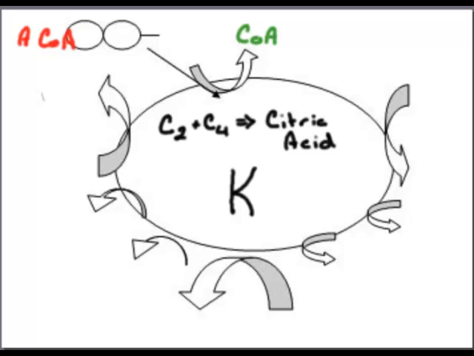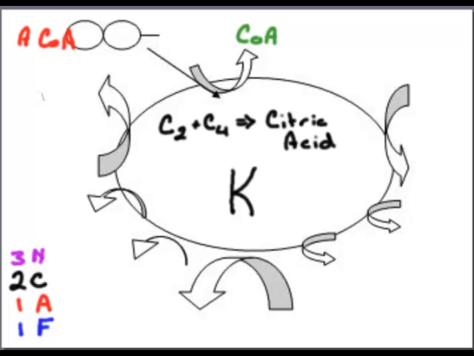Again, the people who figured this out got the Nobel Prize. But we're not going to focus on all of the 10 steps in this process. We're just going to focus on the products. And this could be easily summarized by the 3-2-1-1 system.